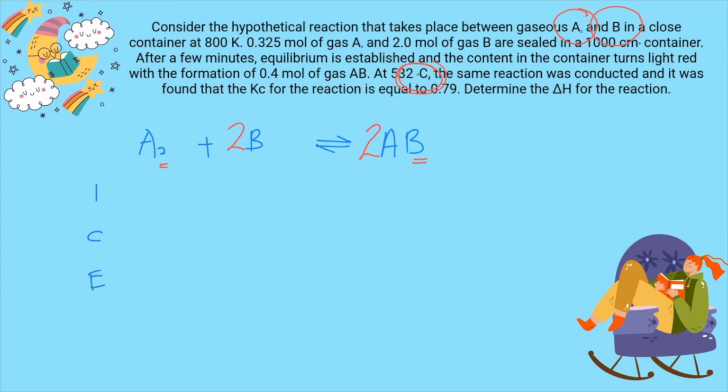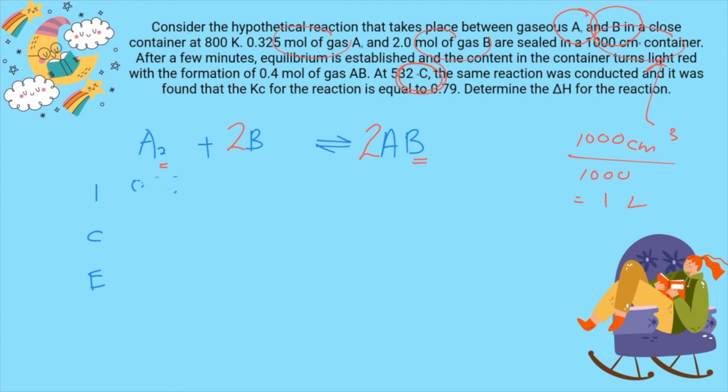So in the question, you were given the number of mole again instead of the concentration. So the number of mole of A is equivalent to 0.325, right? Looking at the volume, 1000 centimeter cube divided by 1000 is equivalent to 1 liter. So whatever is divided by 1 liter is equivalent to that particular value itself.